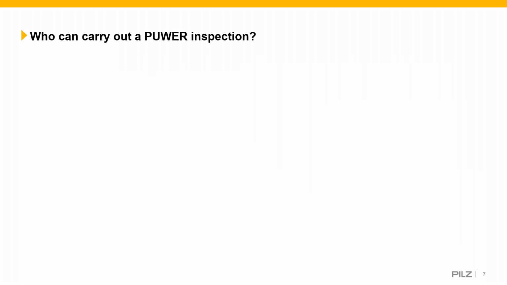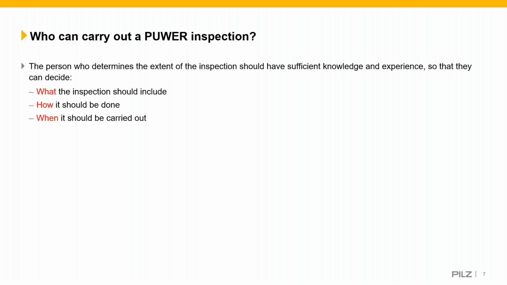There are levels of inspection and things that are needed to be compliant with PUWER, and the person or people that do that inspection need to be able to understand what the inspection should include. So what machinery is required to be inspected, how it should be done, and what measures are needed to implement the inspection, and when it should be carried out.